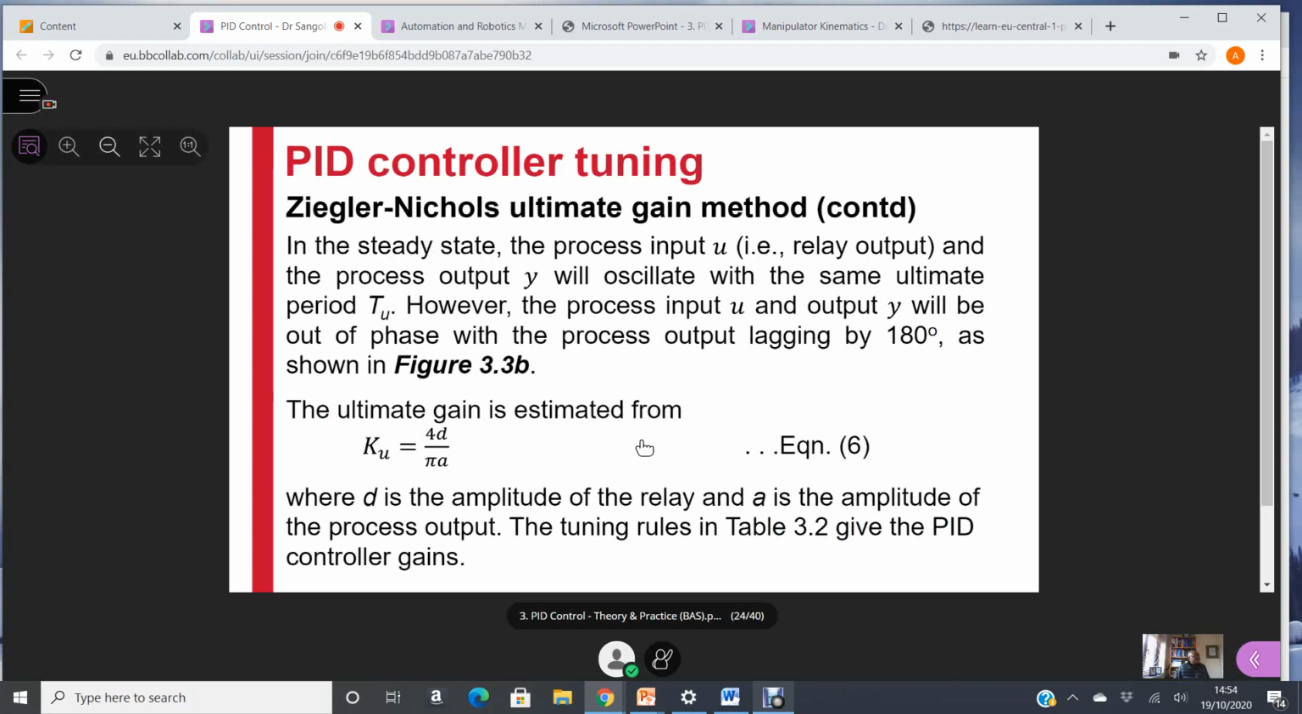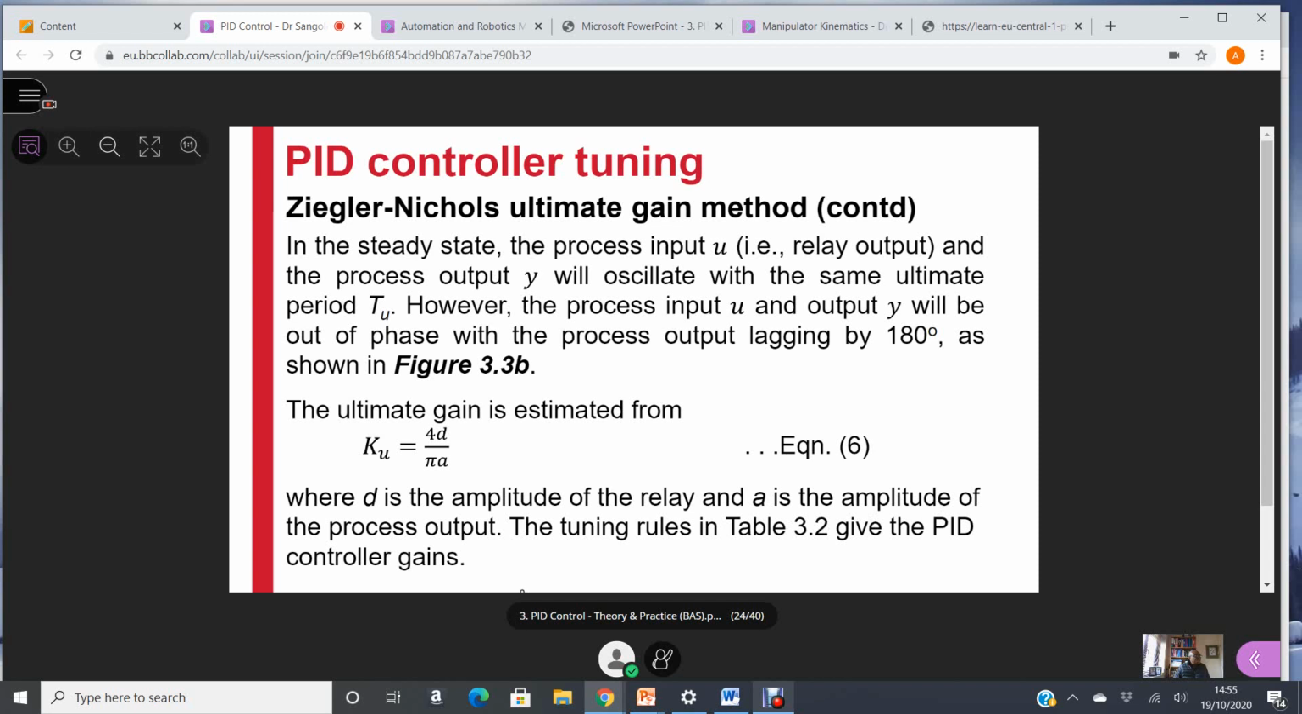Okay, so when you have that situation, then you can calculate your ultimate gain as 4D divided by A. D is the amplitude of the relay that you use to achieve that output that is out of phase, and A is the amplitude of the process output.